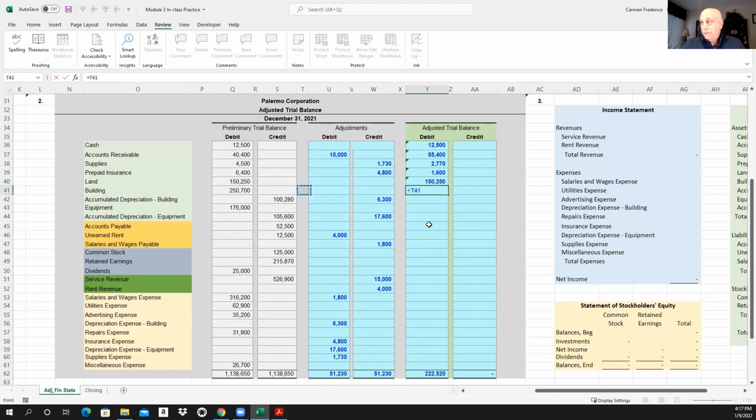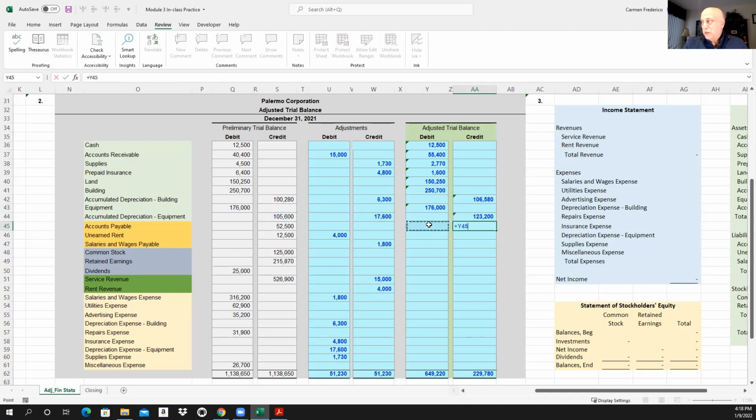Building the same way, $250,700. Now accumulated depreciation has a credit balance of $100,280. We added another credit to that, so now it's a larger credit. Now it's $106,580. Now the equipment still has the same balance, $176, no adjustments to equipment. We made the adjustments instead as we depreciate equipment to the accumulated depreciation account. So we take the credit balance plus another credit of $17,600. Our new balance is $123,200.